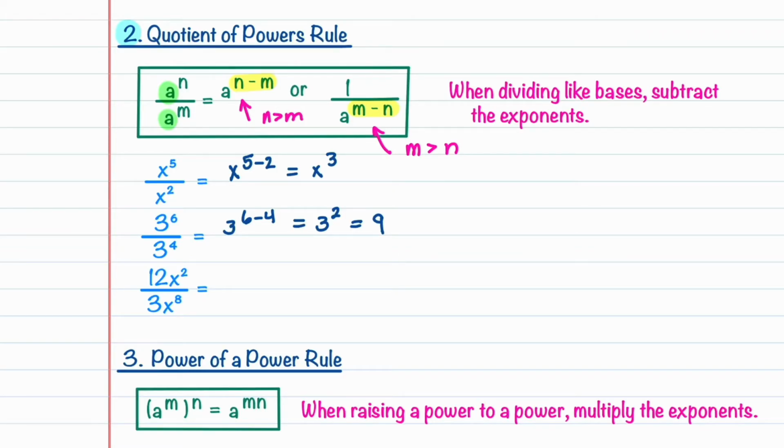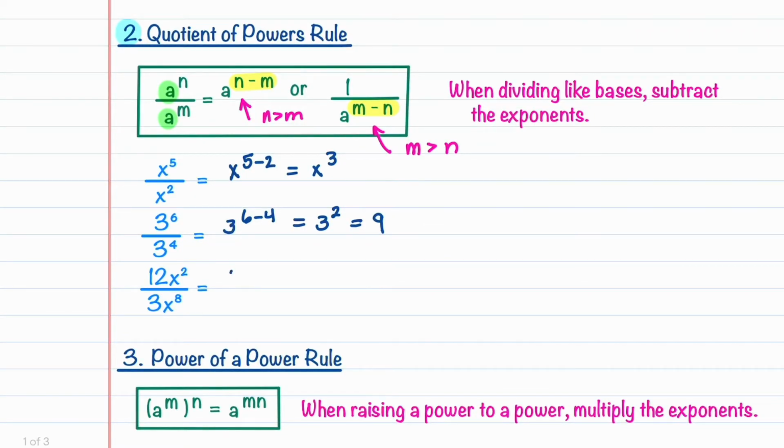In our third example, we have constants and variables, so let's work with the constants first. 12 divided by 3 is 4, and then we have x squared on top, and then on the bottom, we have x to the 8. Notice that the power on the bottom is bigger than the power on the top, so we are going to write this as 4, all divided by x to the 8 minus 2, which is just 4 over x to the 6th.